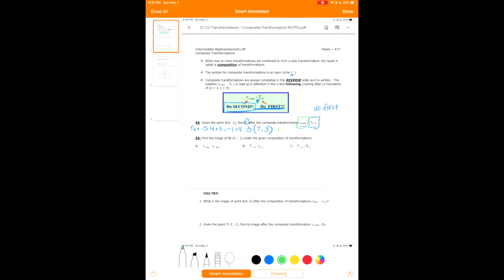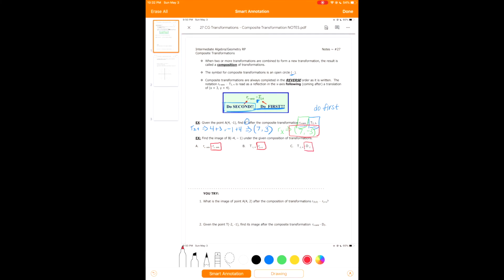Reflecting, I use a lowercase r, and when I reflect over the x-axis, I just keep the x coordinate and I negate the y, so that means I make the y coordinate a negative. So my answer is (7, -3) for number 1. For number 2, it says find the image of B (-4, -1) under the given compositions. So again, I'm going to box in the second one on all of these because that's the one that we're always going to do first. Always start with the second thing. You're working from the outside in.